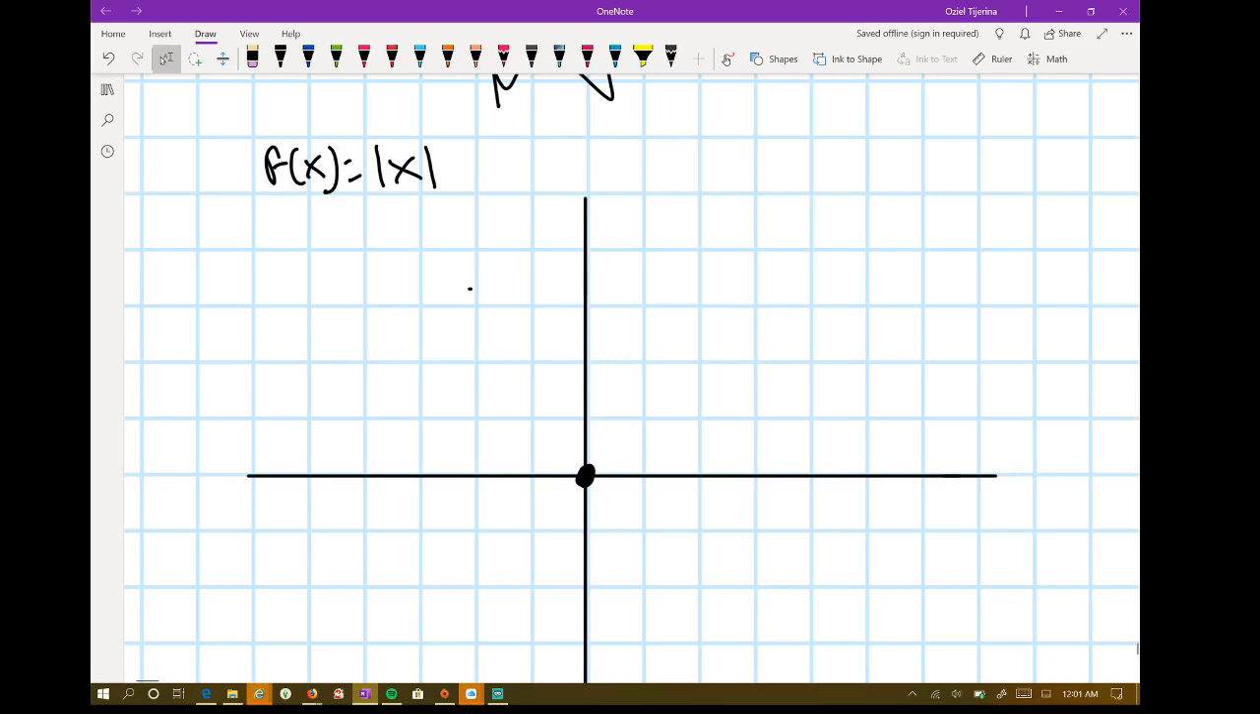For this one, though, it's not really any of these. This one's called the absolute value function, where it has these two little lines on each side. If you know how it looks, it's basically like a giant V. And I start with the absolute value function of x.